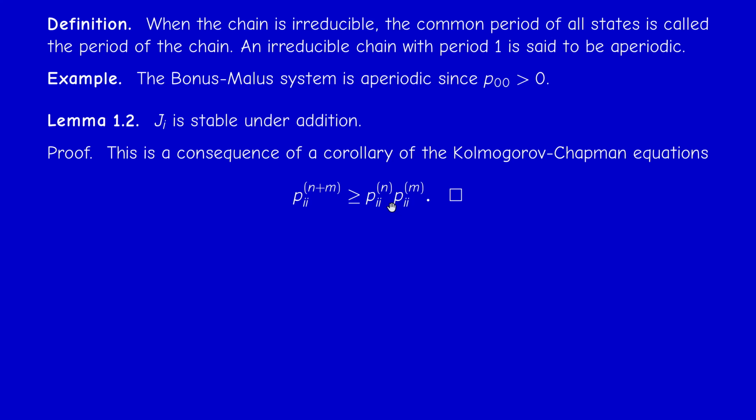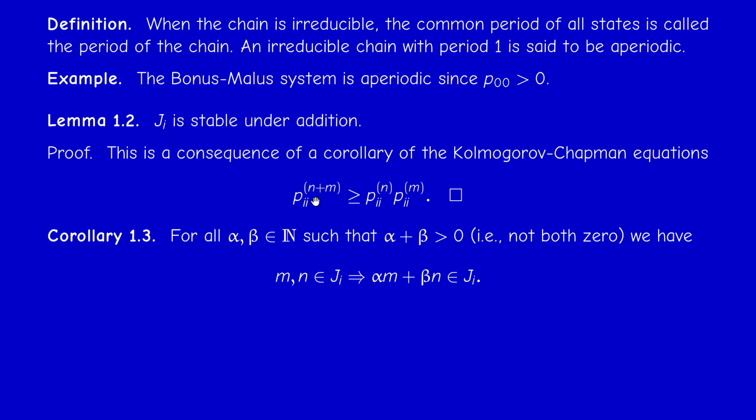geometrically. So if n is in Ji, then Pii to the n is positive. And if m is in Ji, then Pii to the m is positive. So Pii to the n plus m is positive. Or if you like, there is a cycle of length m starting from i, and another cycle of length n. If I concatenate the two cycles, I get another cycle of length n plus m.